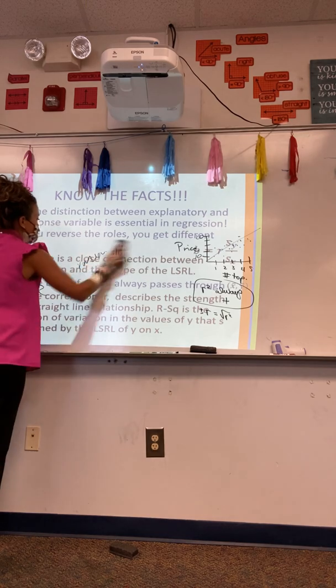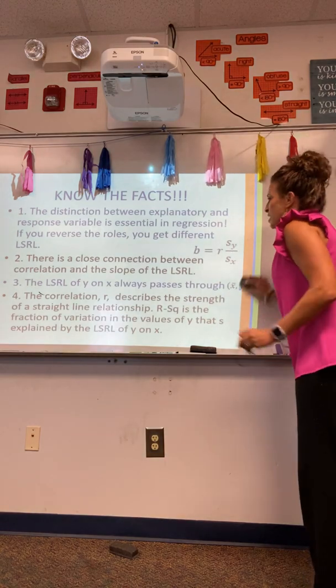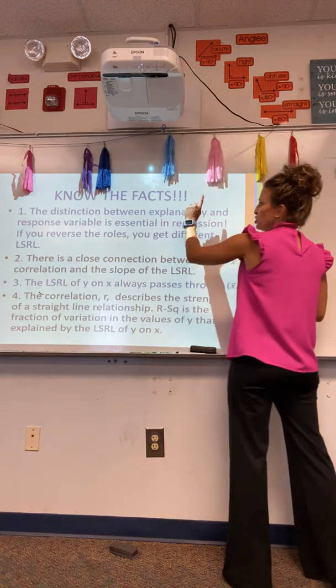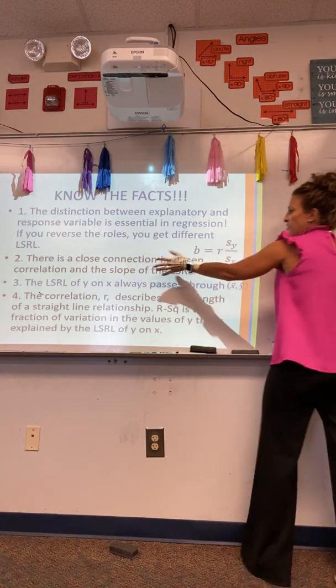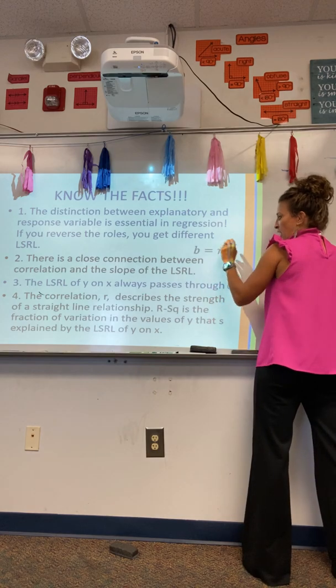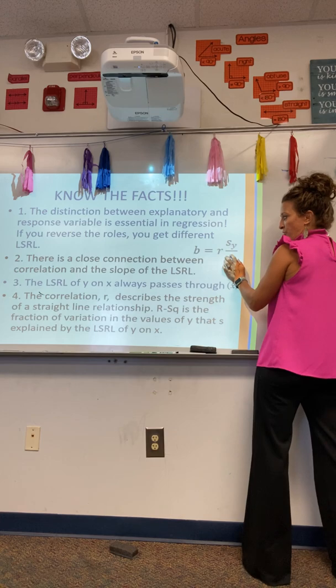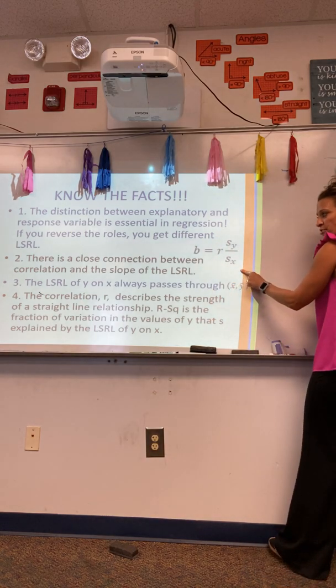All right, a few things that you need to know. R, again, and R-squared do not distinguish between explanatory and response. We already know that, okay? Obviously, there's a close connection between correlation and slope. Here is your slope. Here's your correlation. So make sure that you're watching after that. And obviously, these are all affected by outliers, okay?